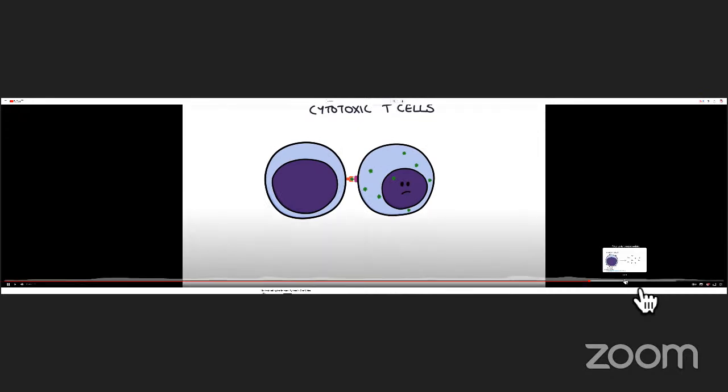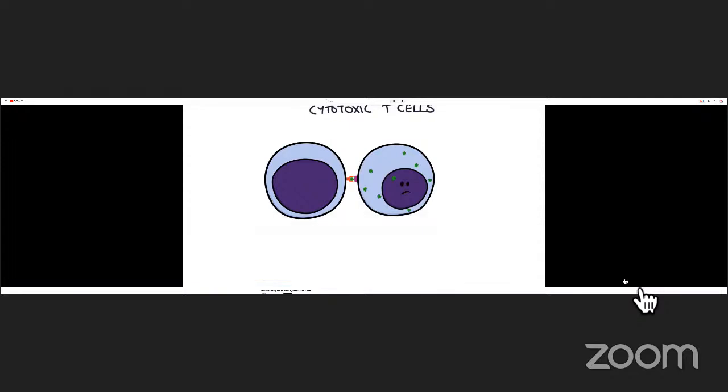Once they're attached to the virally infected cell, they have two killing mechanisms that they can choose from. The first is called granule exocytosis, where they basically spray the infected cell with enzymes that destroy the membrane and lead to cell lysis and cell death.